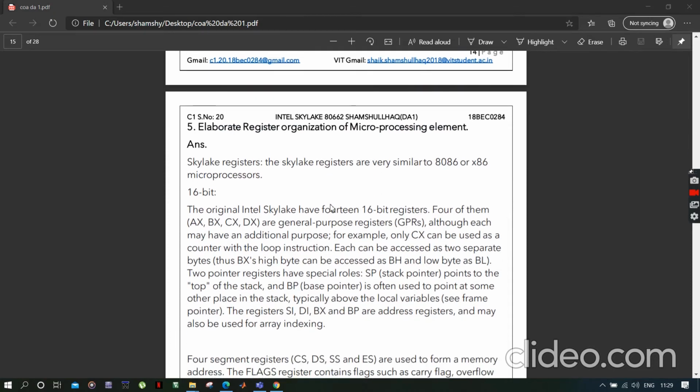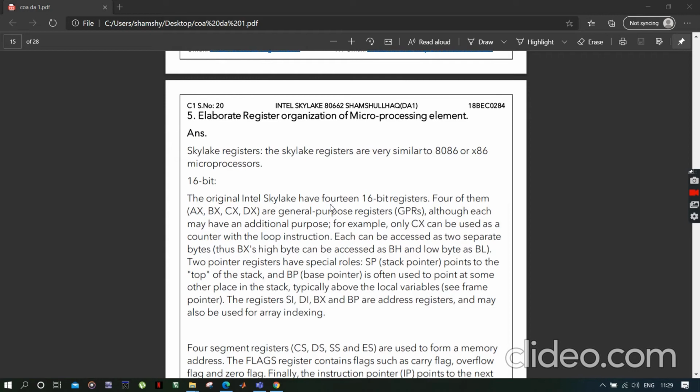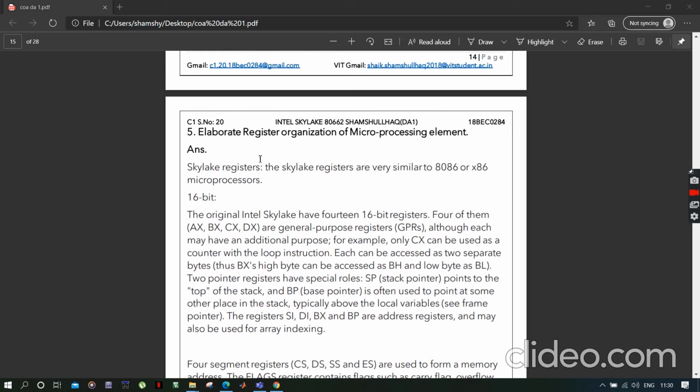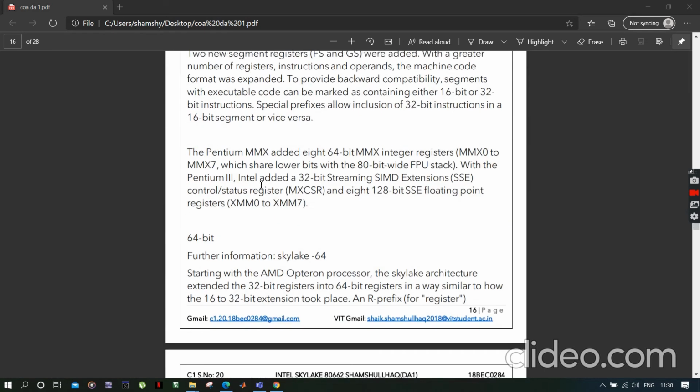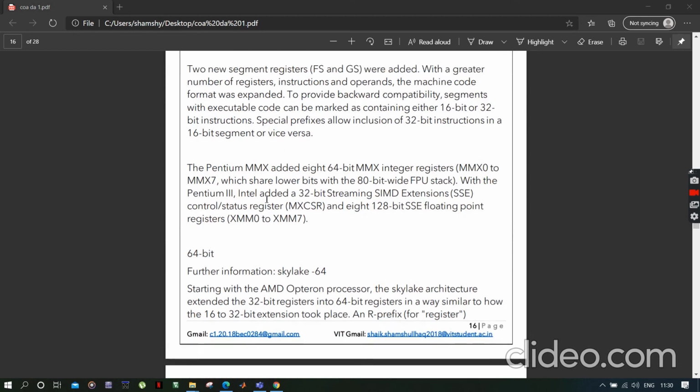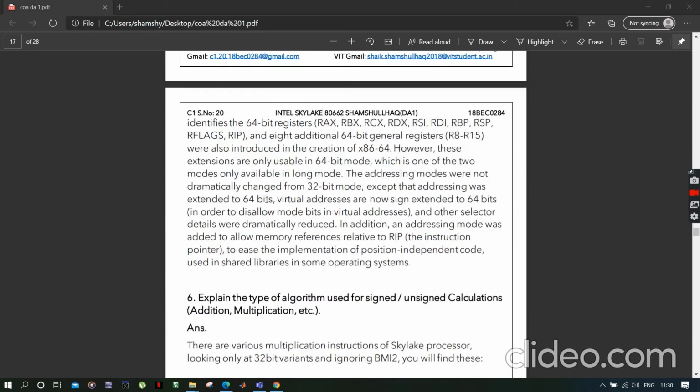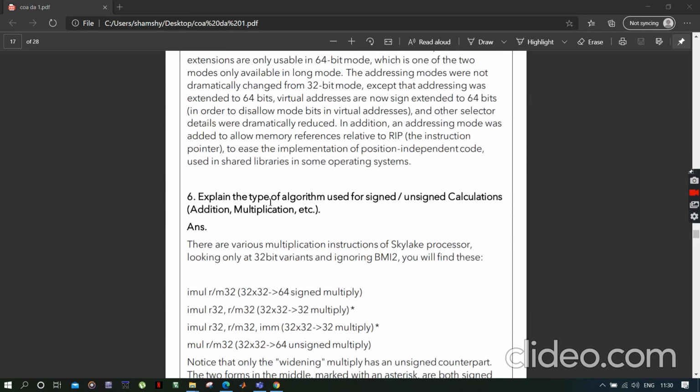And now we have the fifth question: elaborate the digital organization of the microprocessing element. Here, the Skylake registers are very similar to the 8086 microprocessor, and there are three types of register organization for 16-bit, 32-bit, and 64-bit individually. And here is the detailed information that I have written in the document.